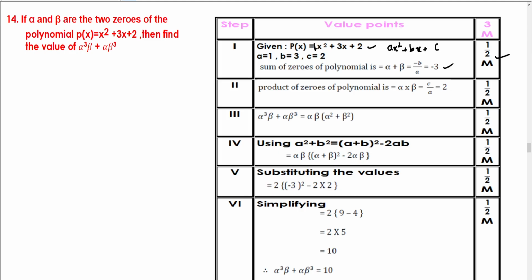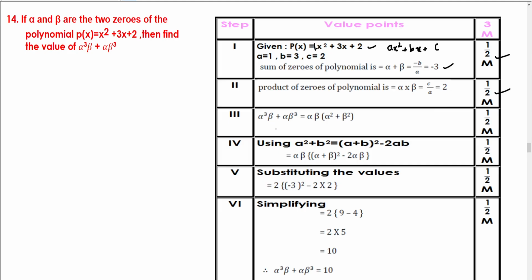Observe carefully the scheme of evaluation, you must have it in your mind. The next step you have to write is the product of zeros of the polynomial, alpha into beta. You know that it is c by a. What is c in this case? 2 upon a is 1. For writing this you will get a half mark.